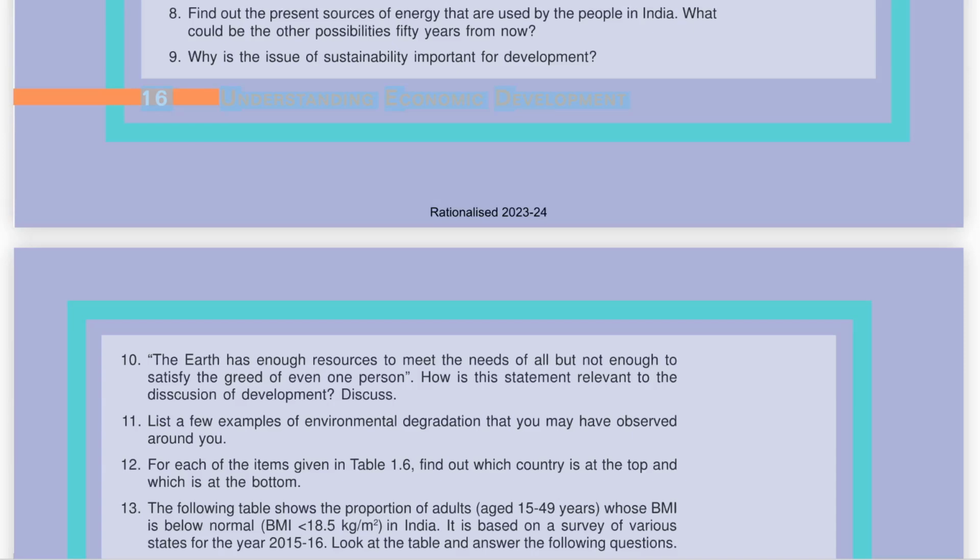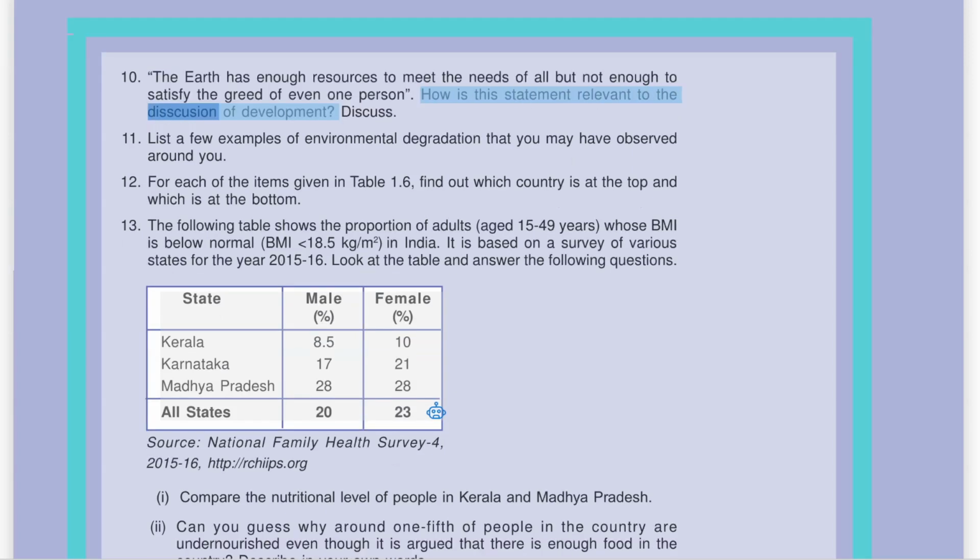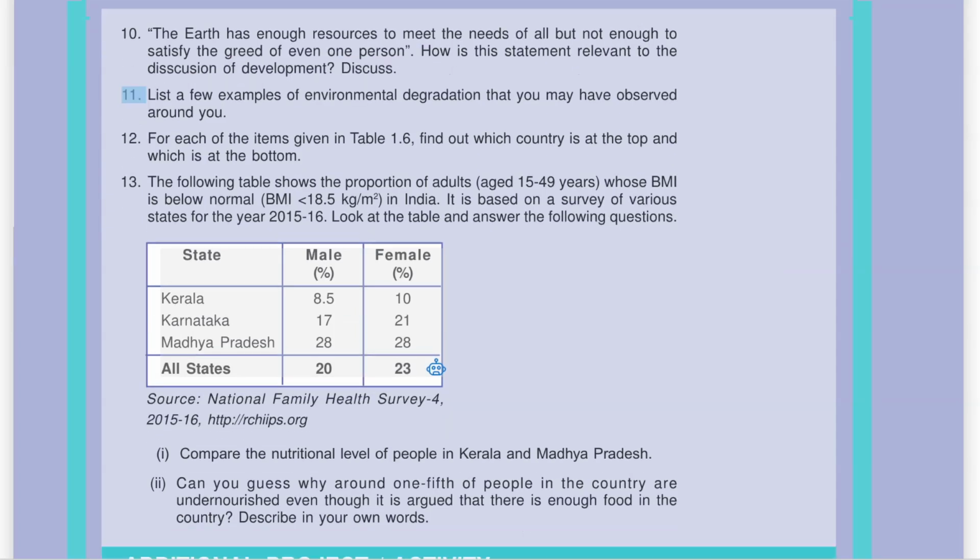10. The earth has enough resources to meet the needs of all but not enough to satisfy the greed of even one person. How is this statement relevant to the discussion of development? Discuss. 11. List a few examples of environmental degradation that you may have observed around you.